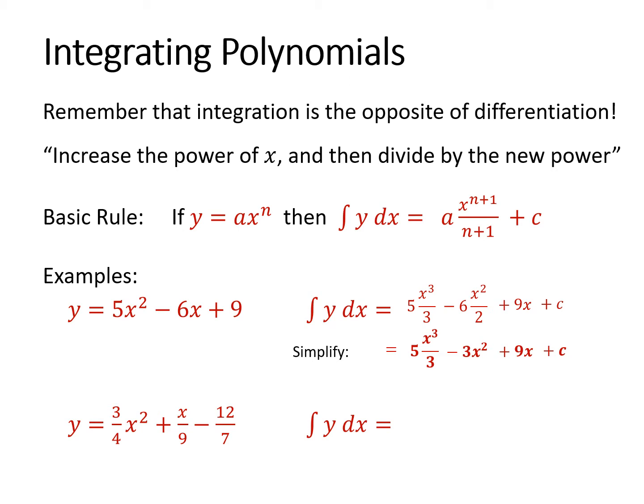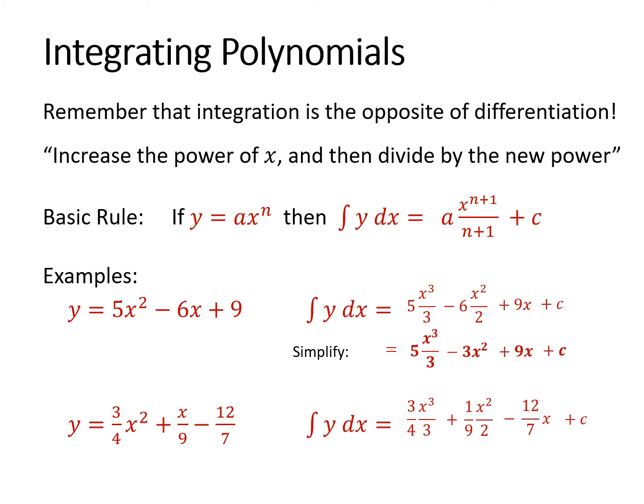Let's look at the second example. It's a bit more difficult. We've got 3/4 x squared plus x over 9, or a 9th x, minus 12 over 7. So we look at the first term, and we've got to increase the power of x, so it becomes 3/4 x cubed over 3. We'll simplify that in a moment. The 9th x is going to become a 9th x squared over 2. And the minus 12 over 7 is going to become minus 12 over 7x. And we've got to remember the plus c.